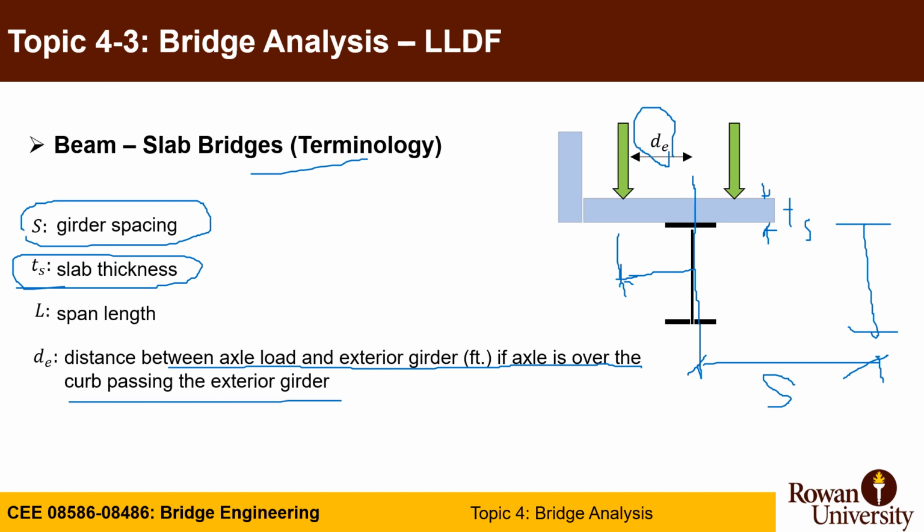So if the axle is on the other side of the girder, the distance de is the distance between the girder centroid, vertical centroid, and the axle, and the span length L. So we need all those parameters: Kg from the previous slide, the spacing between the girders, the slab thickness, the length, and the de, in order to calculate the live load distribution factor using simplified equations.